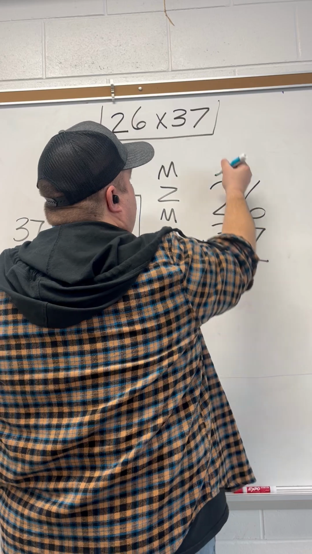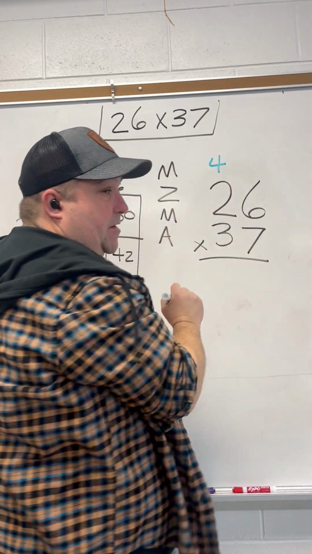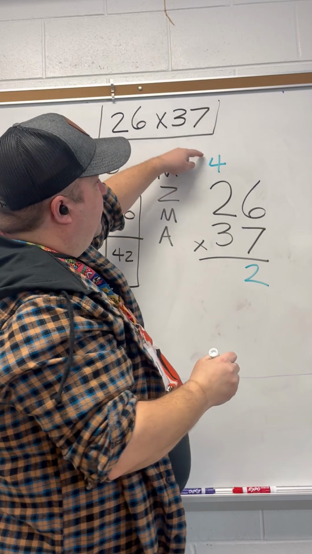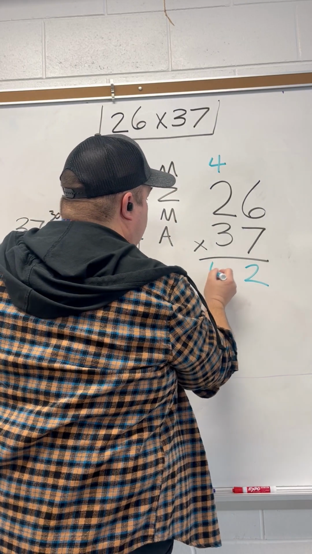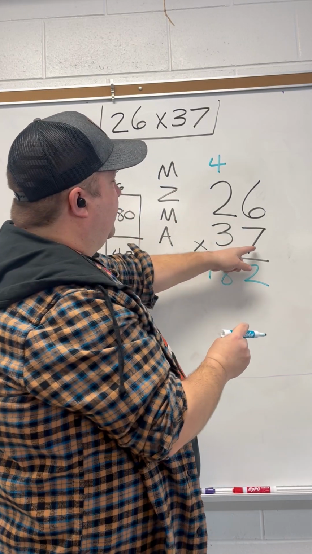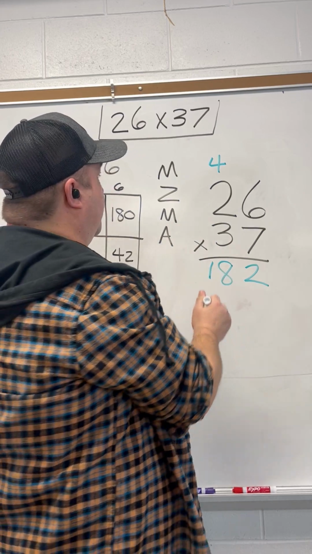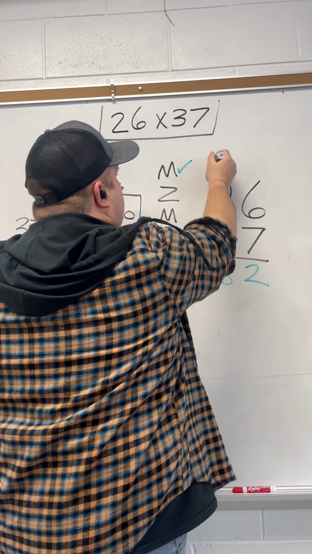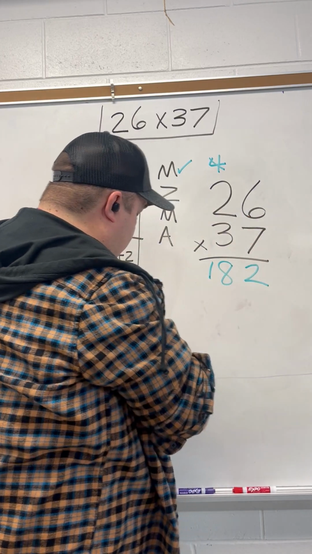7 times 6, that's 42. I have to carry my tens digit over. 7 times 2 is 14. 15, 16, 17, 18. So 7 times 26 is 182. So we're done with my first round of multiplication with this 7, whatever digit's in that ones place.